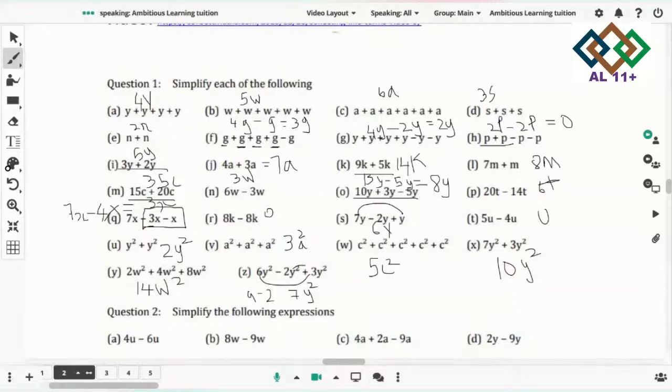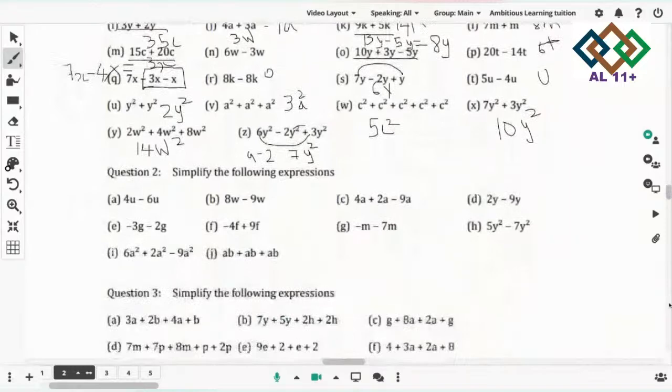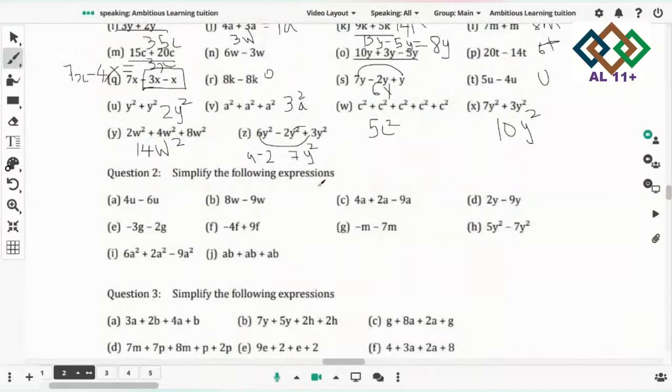So let's move on to the next one now. Now it'll get a little harder for you guys. In this next one, you are just simplifying. Again, you have the same equations in this one, so we can just do it really fast as we did the previous ones.